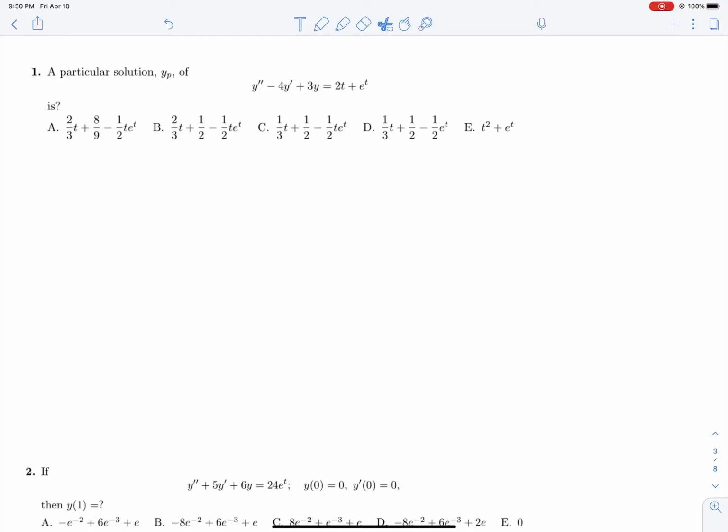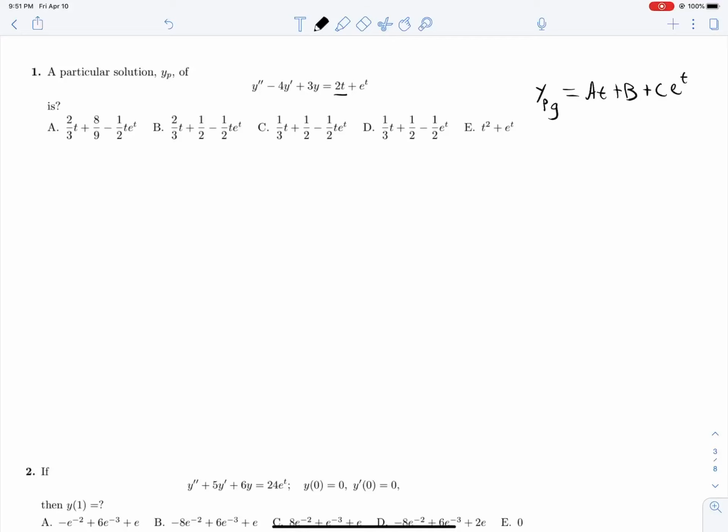Question 1. The particular solution yp of this non-homogeneous second order differential equation is what? So this is exactly the form that we would like to see for using undetermined coefficients. So our guess, we're going to call it YPG, our guess for Y particular is going to be, well, we have 2t over here, so we need a term for t and a term that's just a constant. So we have at plus b, and then plus c e to the t.